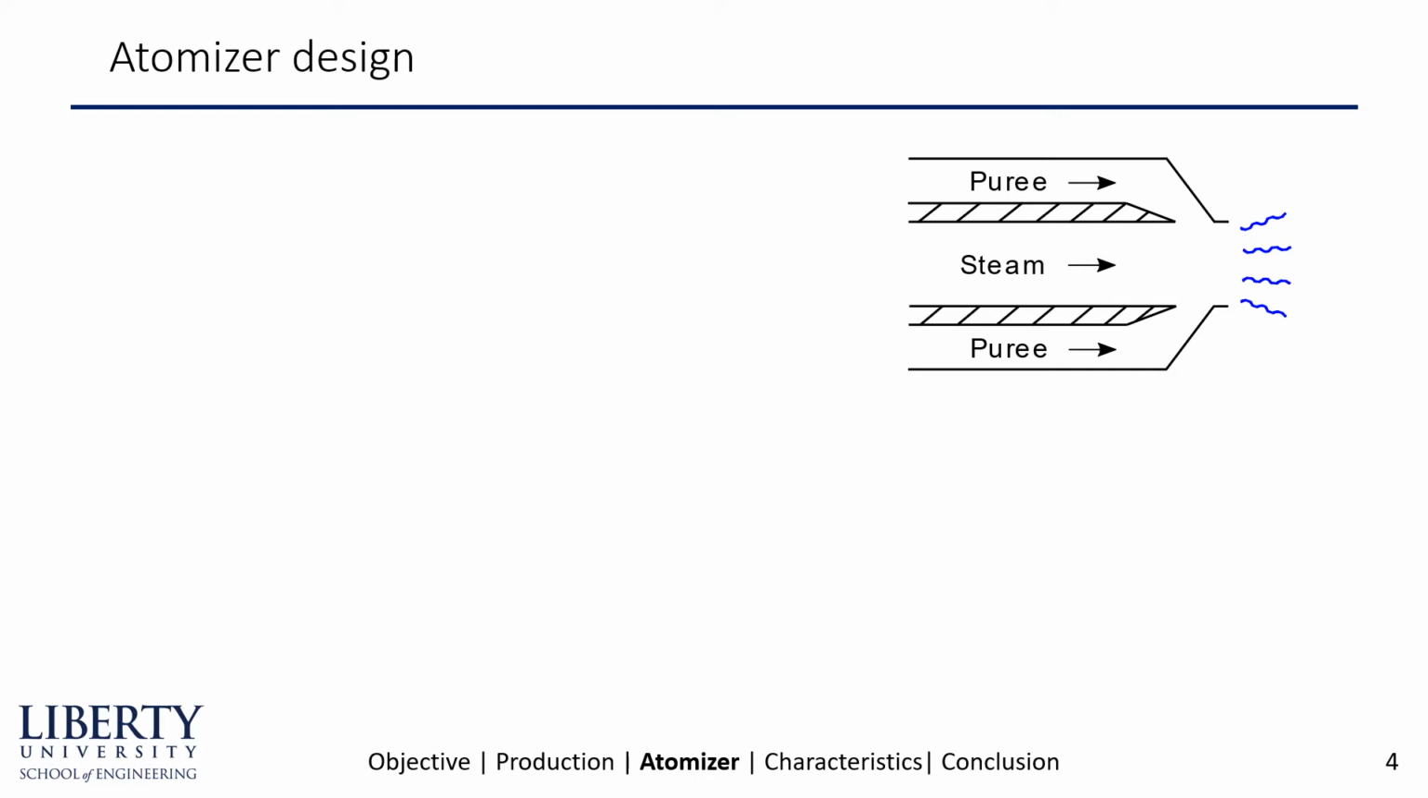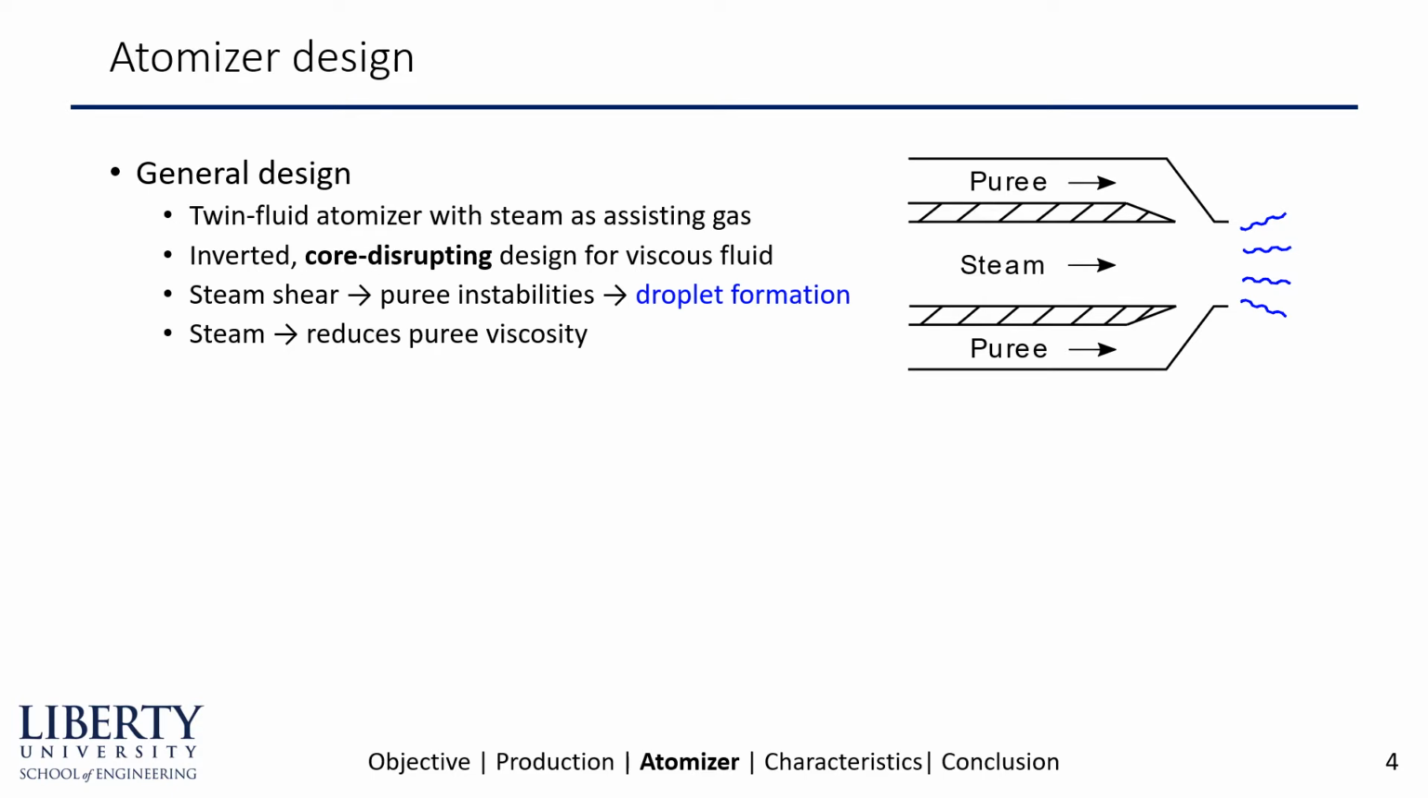On a more serious note, here is our atomizer design, which you can see a diagram of in the top right-hand corner. This is a twin fluid atomizer with steam as the assisting gas and uses an inverted core disrupting design, which is important for a viscous fluid. So steam flows up the middle instead of around the outside of the puree. The steam shear leads to puree instabilities, which in turn leads to droplet formation. And the steam reduces the puree viscosity by transfer of thermal energy, which is helpful for atomization.